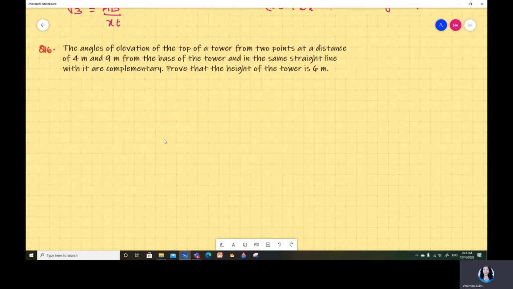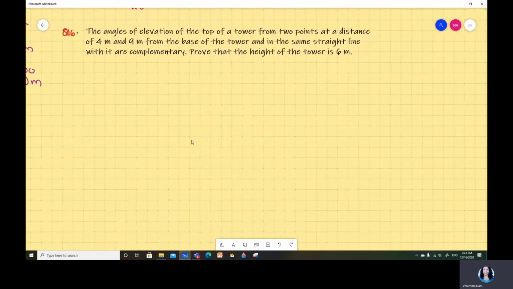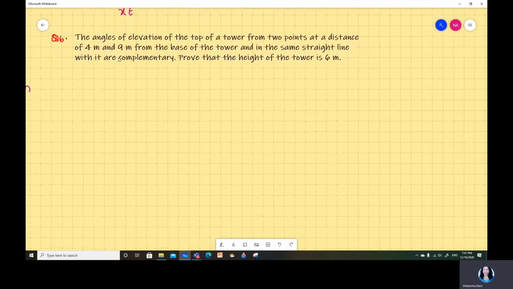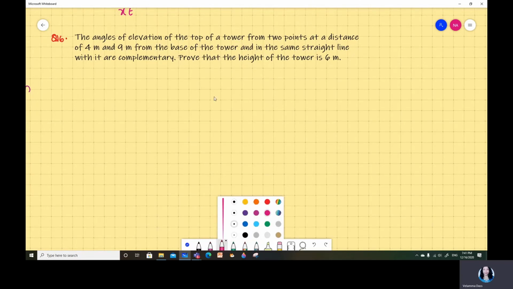Okay, let's move to the last sum. Very easy sum. This is the 16th question. The angle of elevation of the top of the tower from 2 points at a distance of 4 meter and 9 meter from the base of the tower in the same straight line with it are complementary. Prove that the height of the tower is 6 meter.